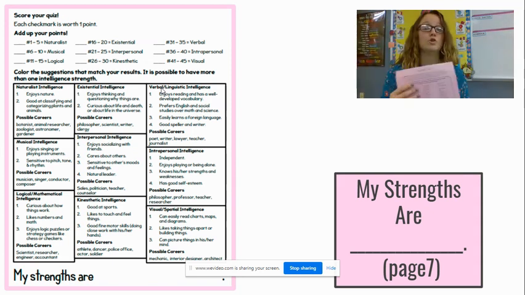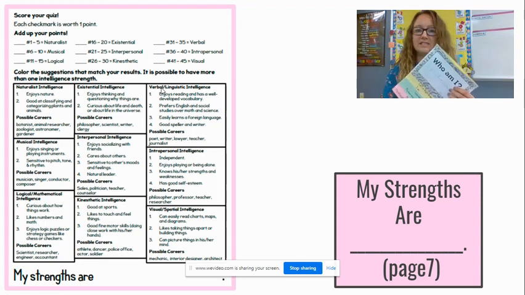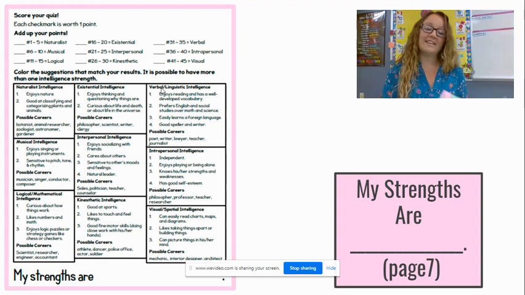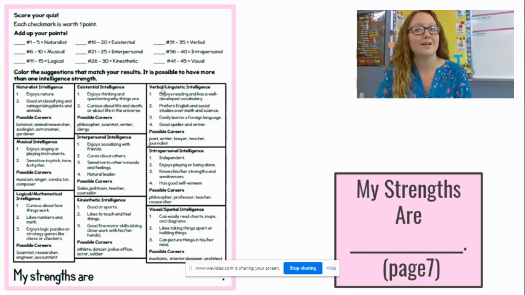Okay, and you're going to turn this booklet in before you leave. So even if you're not done, every single student will turn this in. Okay, and then I will discuss more when I return on Monday.